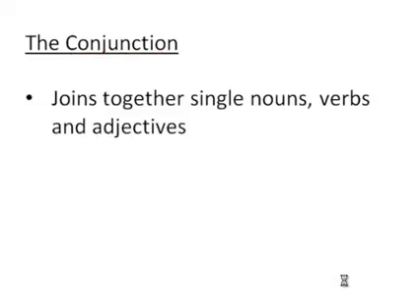We are going to talk about the conjunction, the function of the conjunction. So what exactly is a conjunction? Well, the word conjunction means to join. So a conjunction is something that joins together. So if we look down here, it joins together single nouns, verbs, and adjectives.